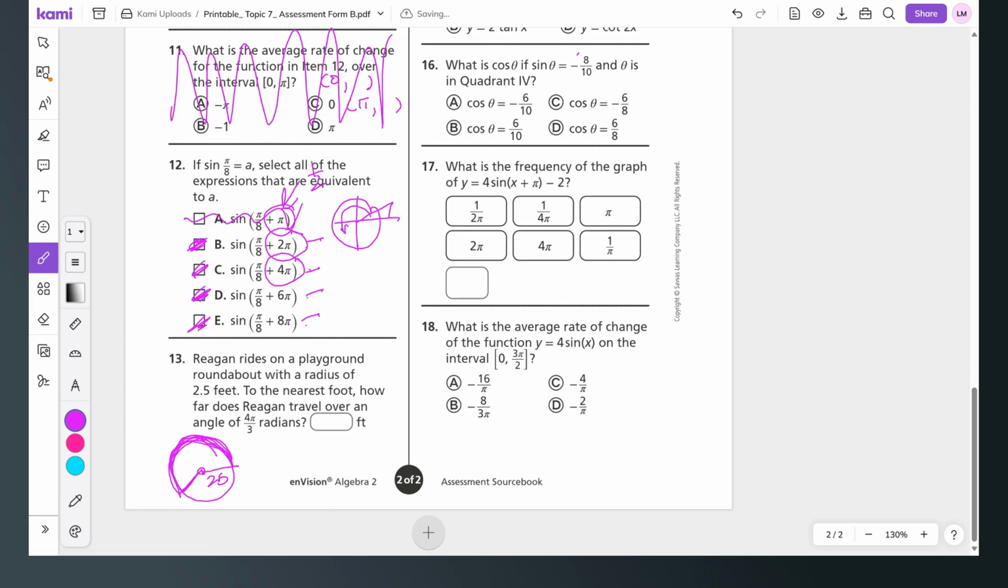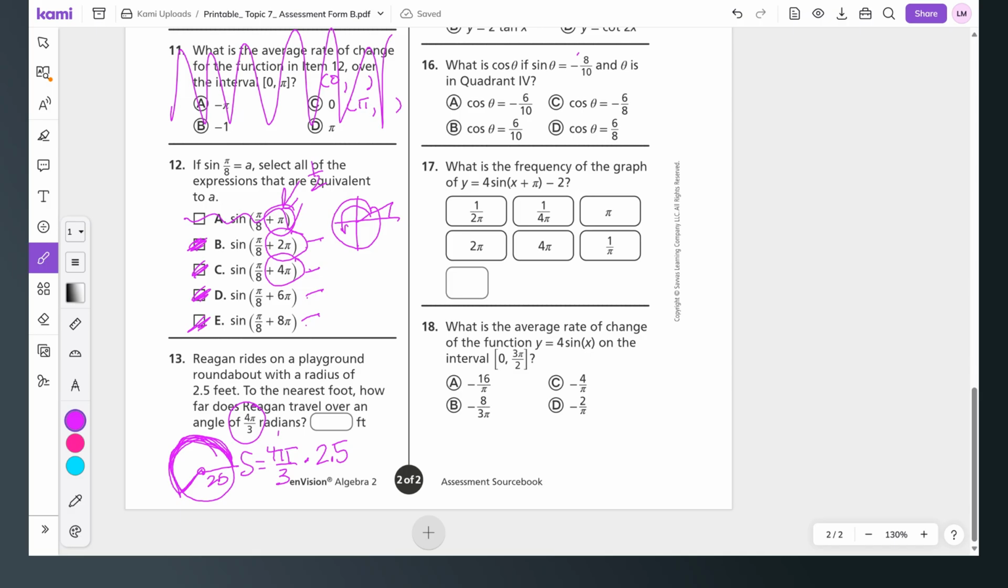Normally to find the circumference of a circle, we do 2 pi times the radius. That would be all the way around. I only want to go 4 pi over 3 around. So I do 4 pi over 3 times the radius, and that will give me how far I went around. All right, so that's the arc length.